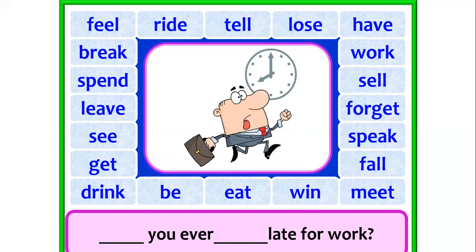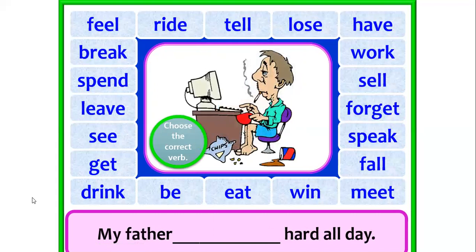My father hard all day. So my father has or have. Excellent. My father is he. So it's has. My father has hard all day. What does he look like? He looks like working, right? What is the past participle of work? It's worked. So my father has worked hard all day.